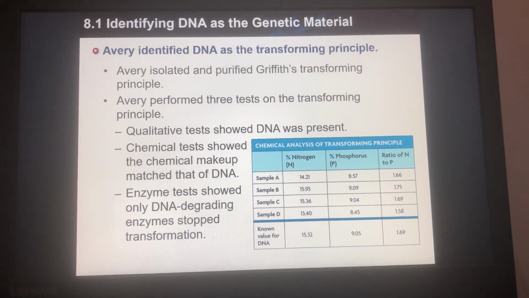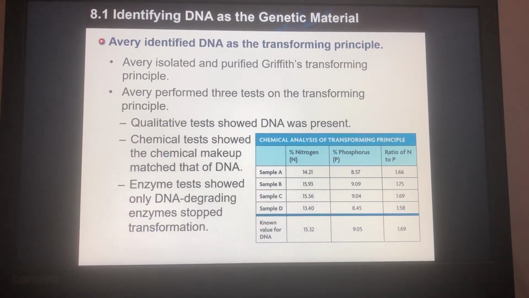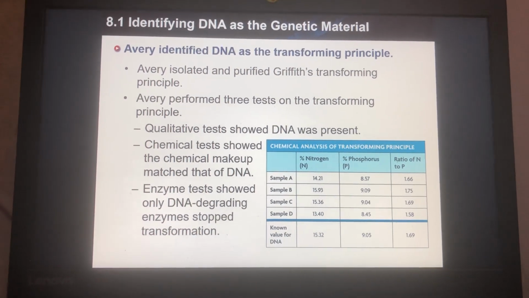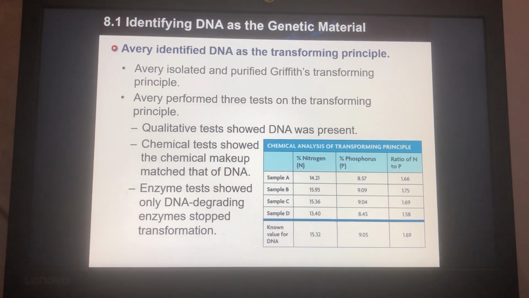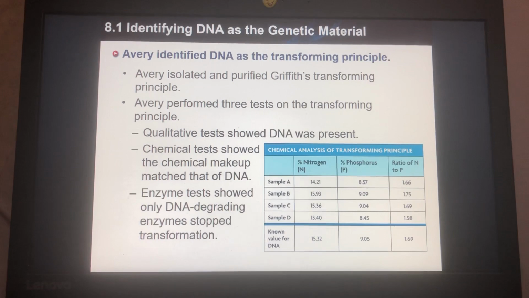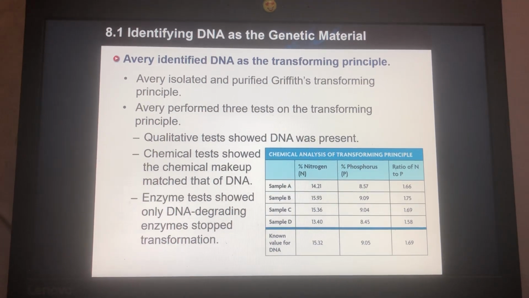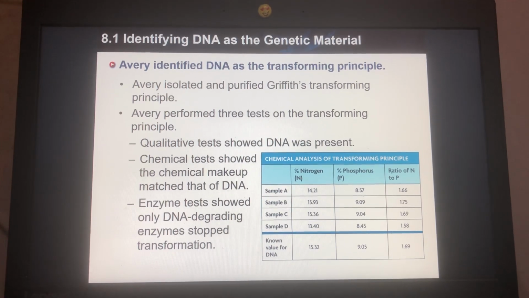But actually, as I told you, at that time they didn't know what the genetic material is. He started to destroy the DNA and he was surprised that the transformation didn't occur. What does it mean? It means that the DNA is the transforming principle or the genetic material.